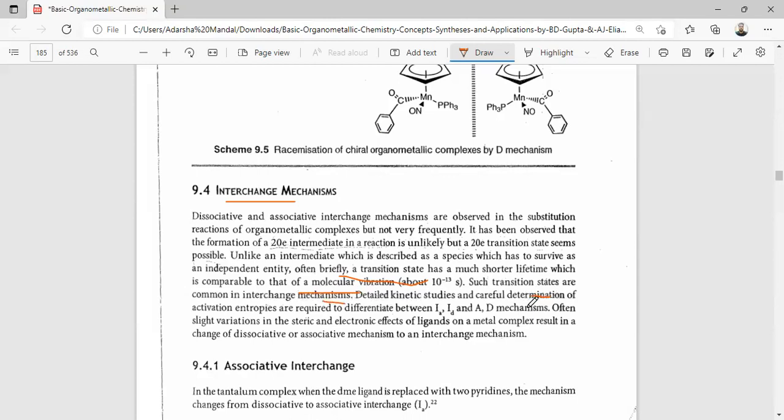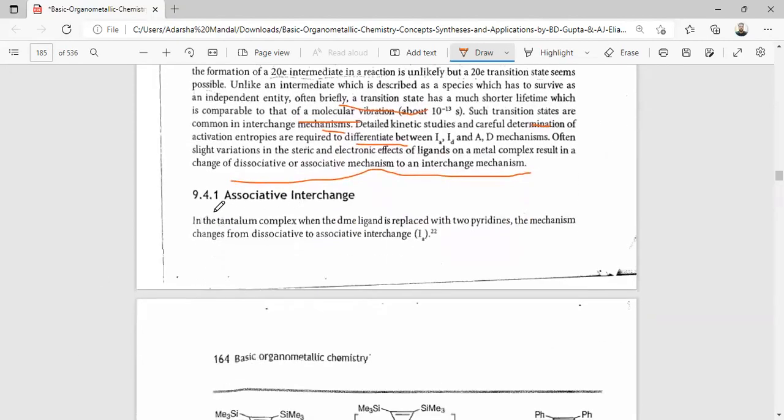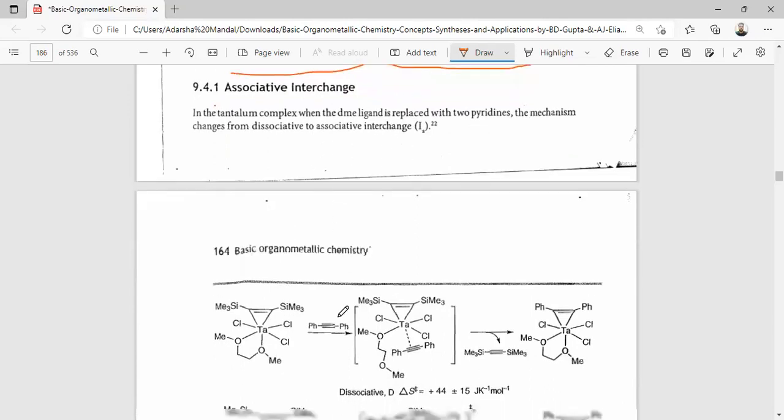Detailed kinetic studies and careful determination of the activation entropy are required to differentiate between the Ia and Id and AD mechanisms. Often slight variation in the steric and electronic capability of ligands in the metal complex results in a change in the associative mechanism or interchange mechanism. So associative interchange: in this tantalum complex, when the DME ligand is replaced by the 2-pyridine, the mechanism changes from dissociative to associative interchange.